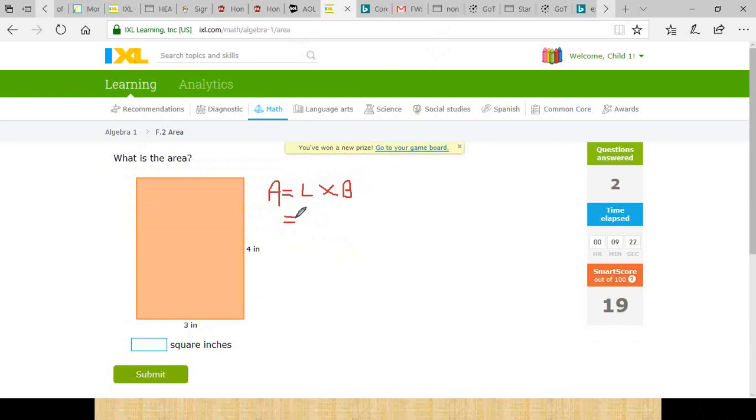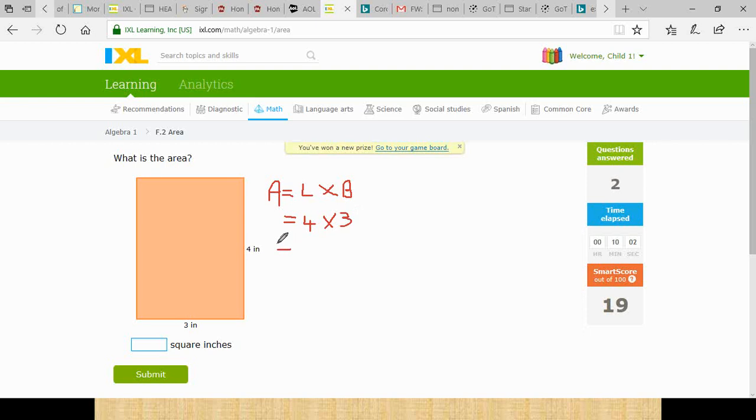The length of the rectangle is? 3. No, the length is always the longer side. The length is the longer side, so the length is 4. So the width or the breadth is? 3. Okay. So the width or the breadth is the shorter side.